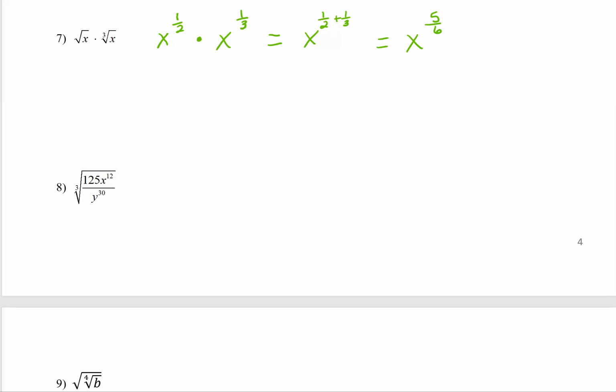Number 8. We want the cubed root of 125. That's 5. 5 times 5 times 5 is 125. The cubed root of x to the 12th would be x to the 4th. You might have figured out you could just take 12 divided by 3, over the cubed root of y to the 30th is 10.